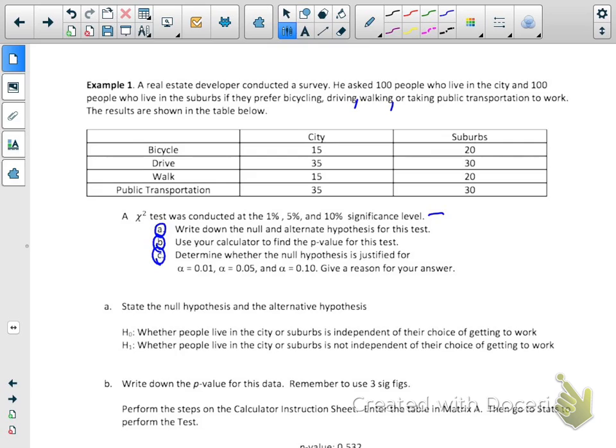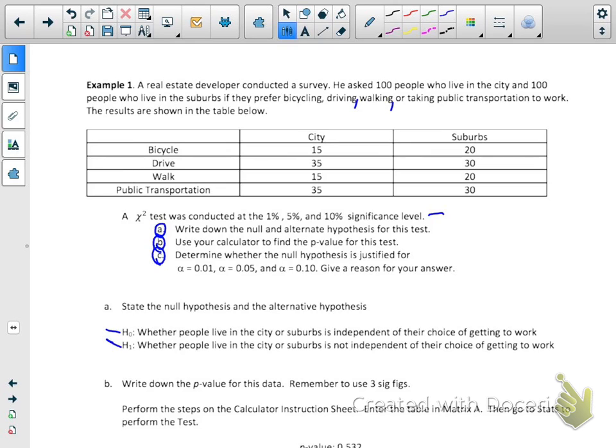So stating the null hypothesis, the null hypothesis is always going to be independent. So we're going to say that whether people live in the city or the suburbs is independent of their choice of getting to work. You don't have to specifically say city or suburbs. You could say where people live is independent of their choice of getting to work. That would be sufficient. Your alternate hypothesis is going to be that it is not independent of their choice of getting to work.